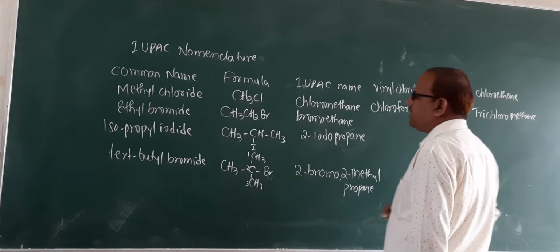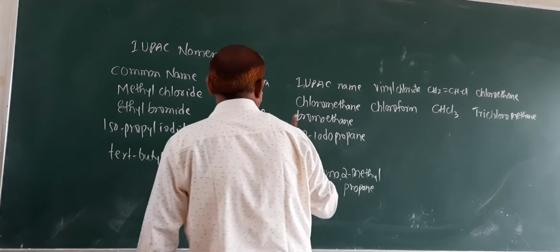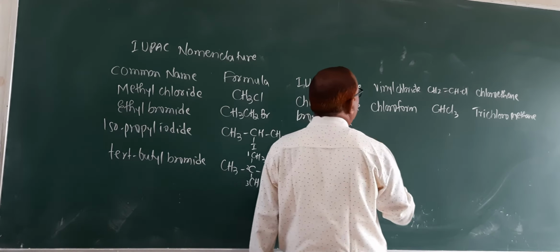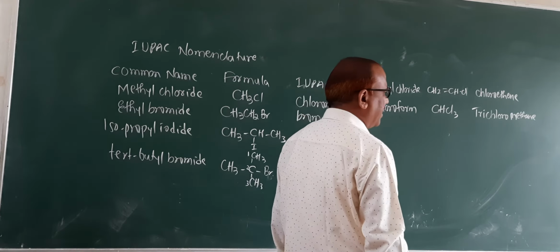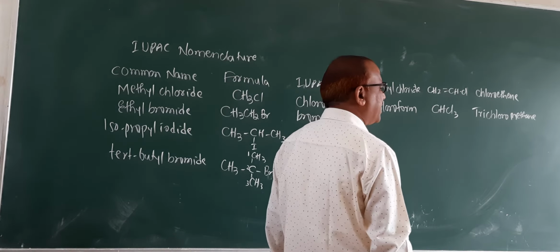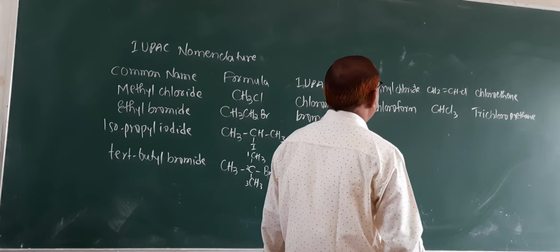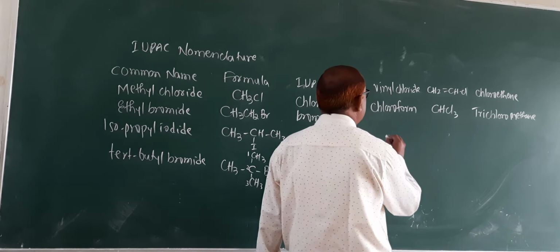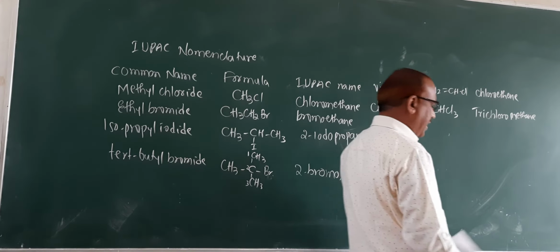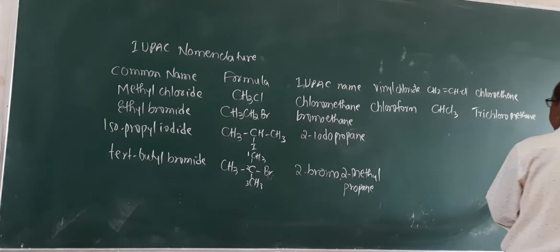Sir, should methane be under CH4? No, one carbon with itself. You can have carbon tetrachloride CCl4, tetrachloromethane. Like this, by taking different examples, you could give the IUPAC nomenclature.